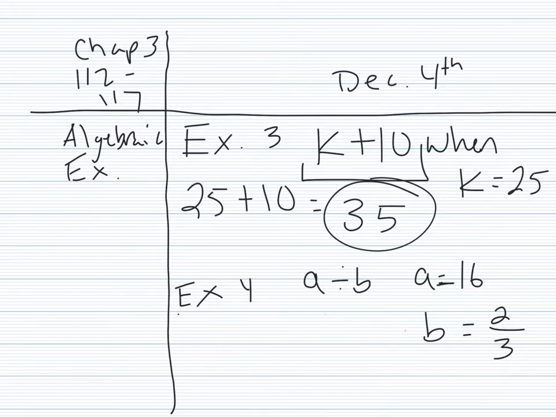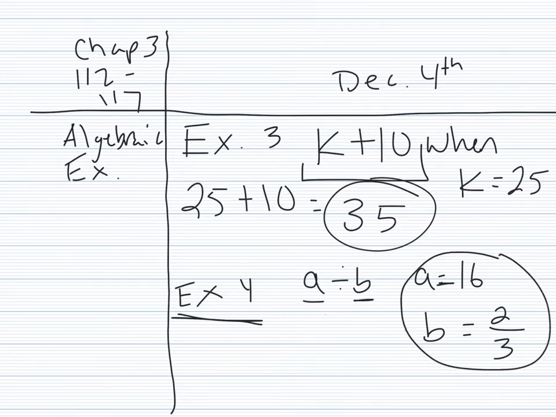All right, looking at example 4 right here, a little bit harder. Now we have two variables. We have a divided by b. Over here it tells us that a equals 16, so we're going to plug that in, and our problem is 16 divided by, and b equals 2/3. We learned earlier in the year to divide fractions we're going to keep, so we have 16 over 1. Change to multiplication, 3 over 2.